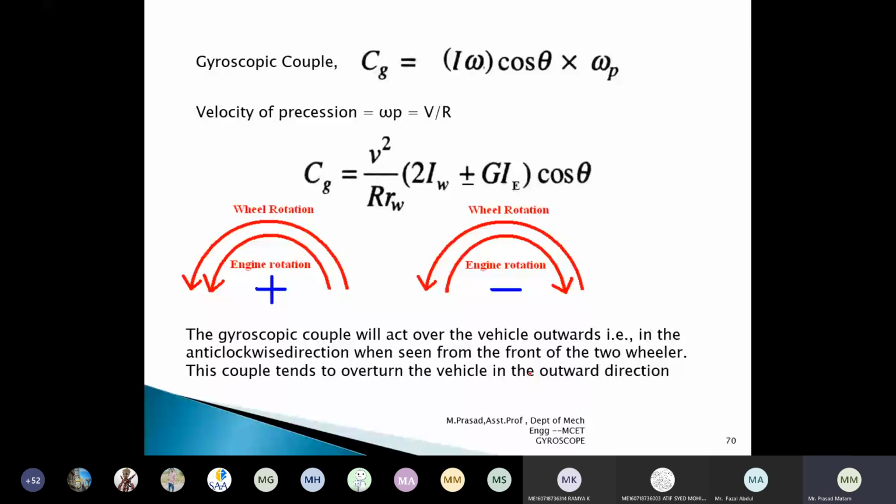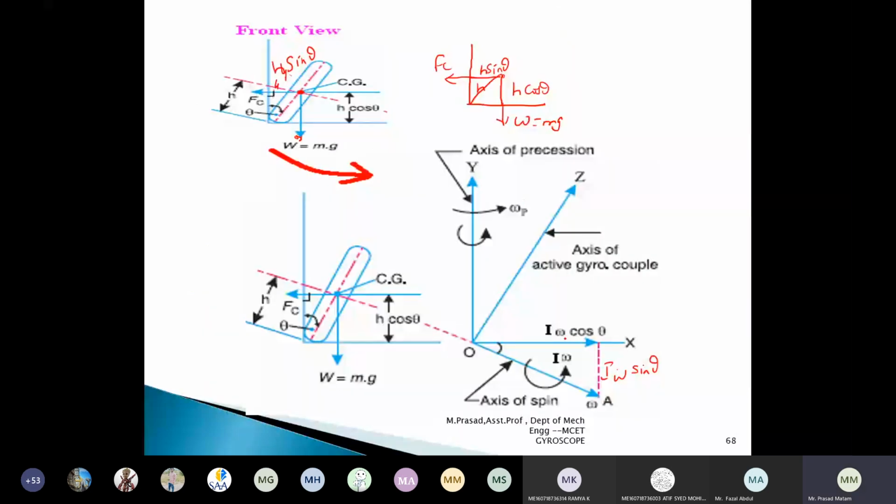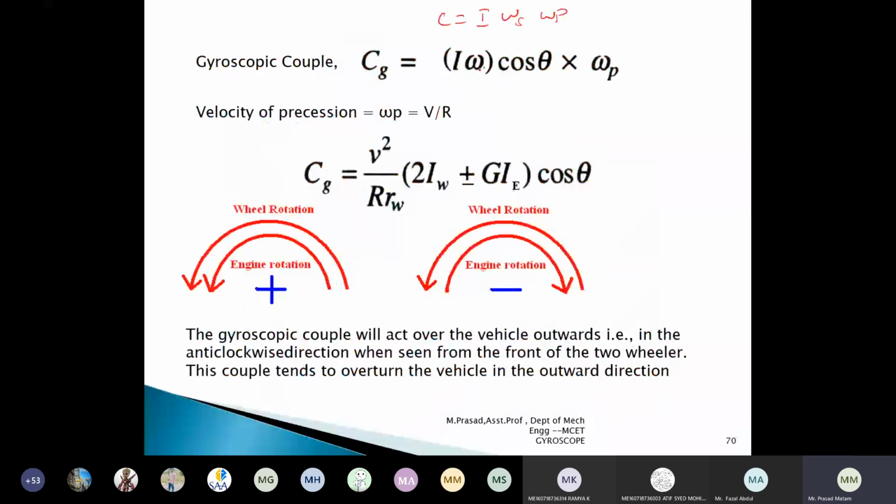So what is the gyroscopic couple CG? We know that the gyroscopic couple is C equals I omega S omega P. But why am I writing cos theta here? You can see here, this is I omega S, and this I omega S is resolved along the x axis and y axis. Instead of I omega S, it is now I omega S cos theta, since it is inclined by an angle theta. That's why in place of I omega S, I am taking I omega S cos theta into omega P. And omega P, we know, is the velocity of rotation V by R.